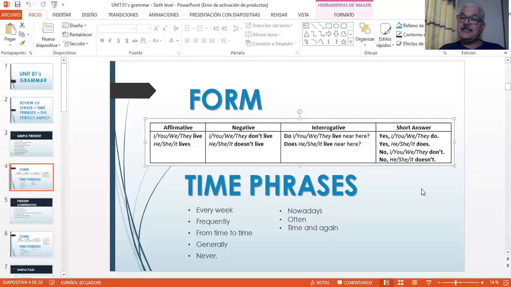Then the time phrases that we use for these forms are just these: every week, frequently, from time to time, generally, never, nowadays, often, time and again. Well, this is the form that we are going to use for the simple present.